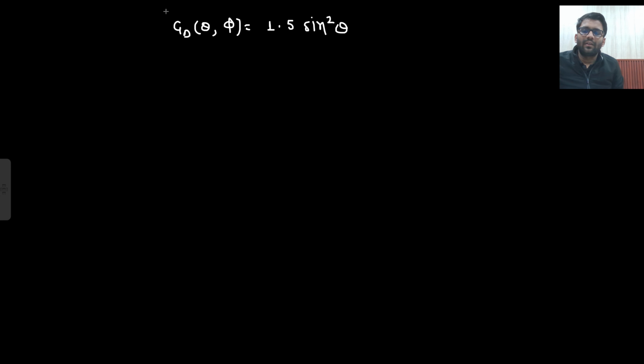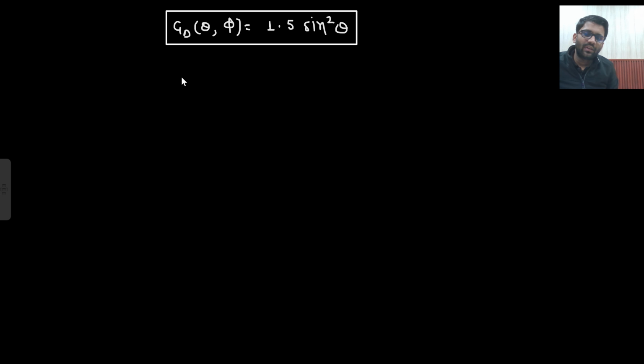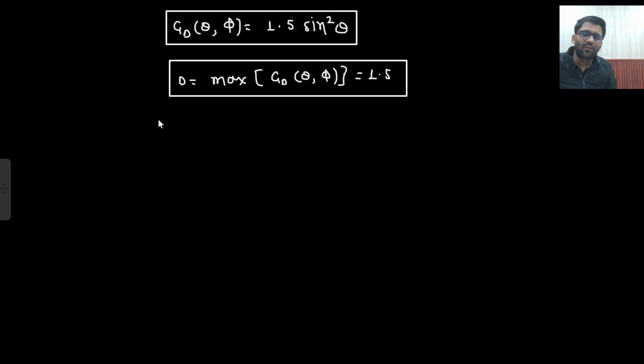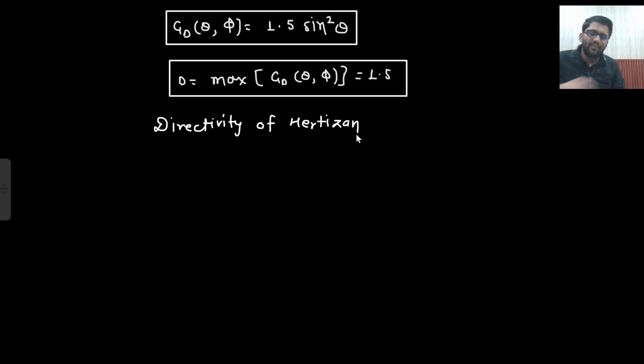Okay, and if I need to find the directivity, what does that mean? Directivity will be the max of this GD theta comma phi. So that would be 1.5. So the statement is: directivity of Hertzian dipole antenna will be what? 1.5.